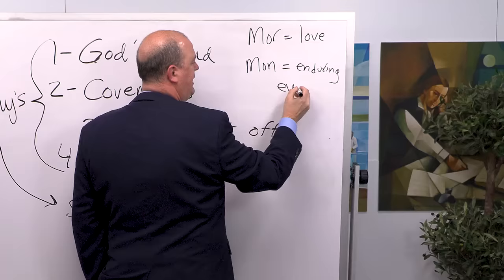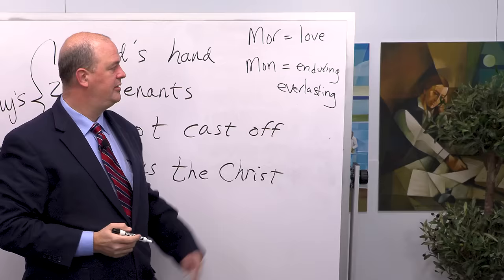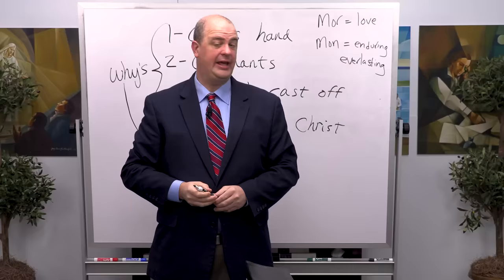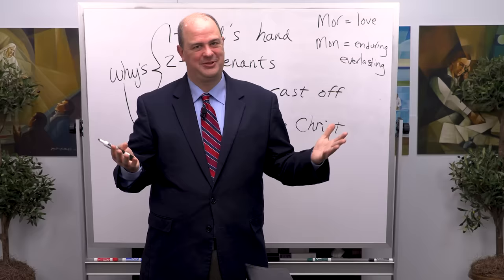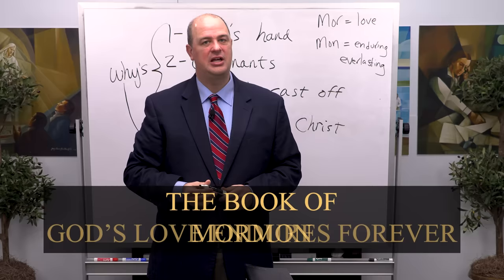So the word Mormon would mean love endures forever. And whose love are we talking about? It's the love of God. It's the whole point of the Book of Mormon. So when we look at the title page, we actually can hear the entire purpose of the Book of Mormon, if we could translate it back into the Egyptian, the name Mormon, and we could actually translate the title as the Book of God's Love Endures Forever.